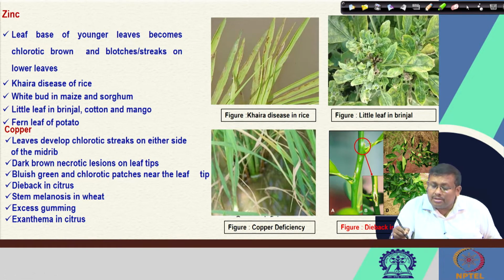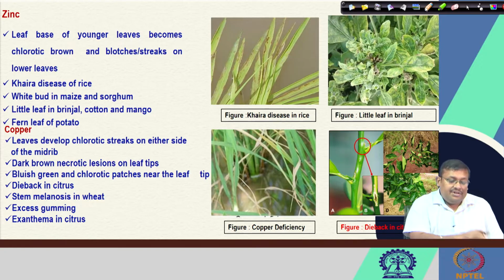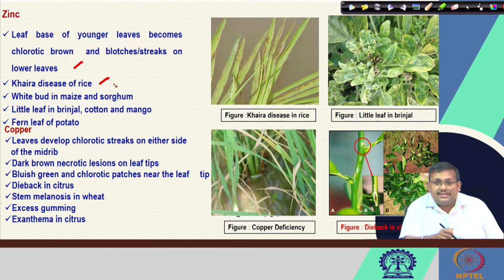Now, if we talk about zinc deficiency, the leaf base of younger leaves becomes chlorotic, and brown blotches and streaks can be seen on lower leaves. Then we can see Khaira disease of rice, a very important disease due to zinc deficiency. Then white bud in maize and sorghum, little leaf in brinjal, cotton and mango, and also fern leaf of potato. These are some of the zinc deficiency symptoms.